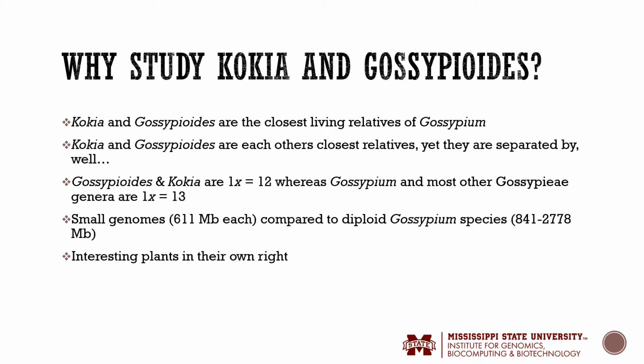Gossypioides and Kokia have a 1x chromosome number of 12, whereas Gossypium and most other Gossypieae genera are 1x equals 13. The reduction in chromosome number exhibited by Kokia and Gossypioides is something that piques the interest of chromosome biologists. In addition, Kokia and Gossypioides have small genomes compared to diploid Gossypium species. Lastly, Gossypioides and Kokia are beautiful plants and are important parts of the ecosystems in which they reside.